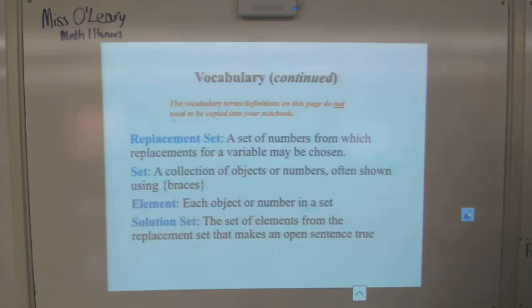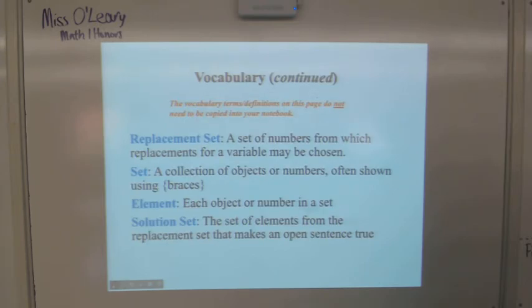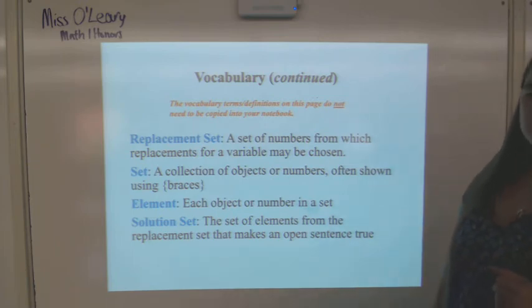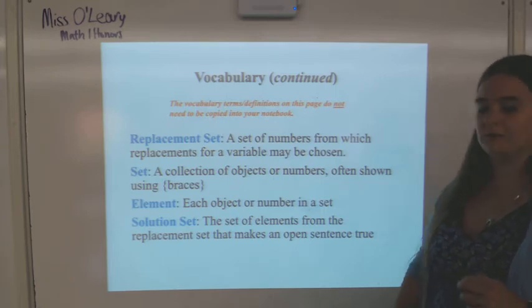Vocab. Again, these ones don't need to go into your notebook, but we're going to talk about what it looks like here. For these ones here, replacement set, set, element, and solution set. I will be using these terms and you will need to understand them, but you don't need to copy them down into your notebook. The replacement set is a set of numbers from which replacements for a variable may be chosen. So they are possible solutions, whereas a set is a collection of objects or numbers often shown using braces.